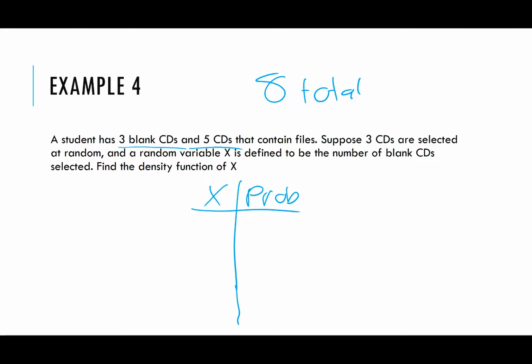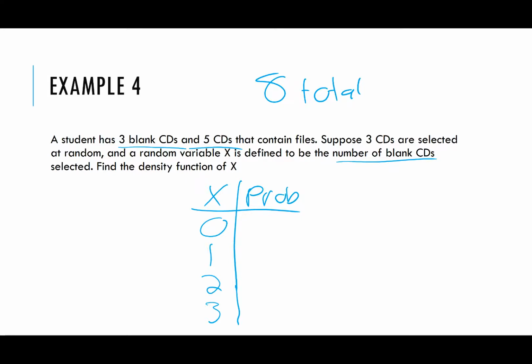So x is defined as the number of blank CDs. So remember, we're choosing 3 CDs. So in those 3 CDs, I could possibly have chosen 0 blank CDs, right? All 3 of them could be CDs with files. So that's one possibility, that I choose these 3 CDs and none of them are blank. Or I choose the 3 CDs and one of them is blank. Choose the 3 CDs, 2 of them could be blank. Or I choose 3 CDs and all 3 of them could be blank. So those are the possibilities. Those are our variables.